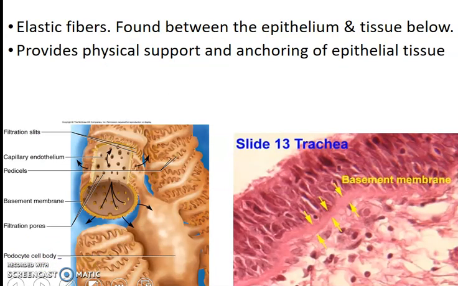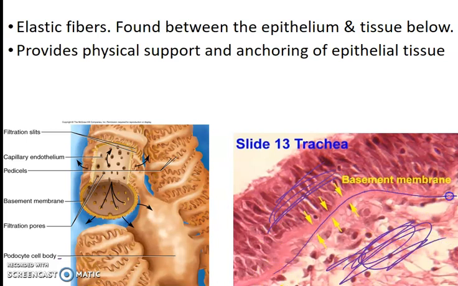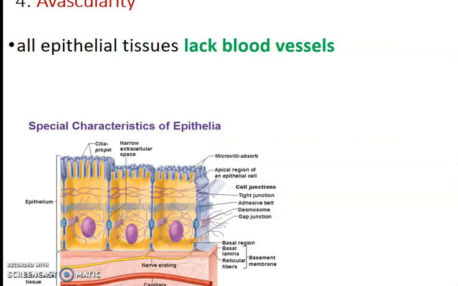So the basement membrane is just elastic fibers found between the epithelium. Here's the epithelium. And the connective tissue below. This is probably areolar connective tissue. So this right here would be the basement membrane. So here, the kidney, this would be the basement membrane that the epithelial tissue is attached to.